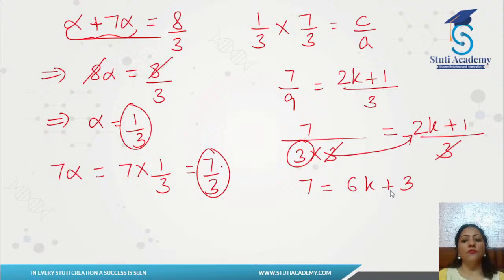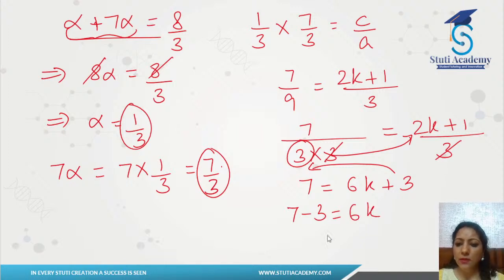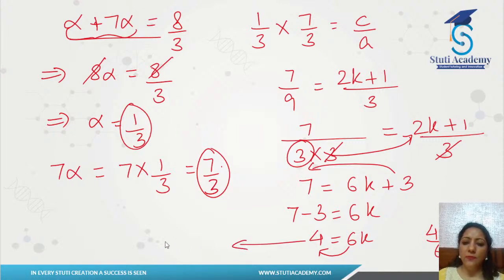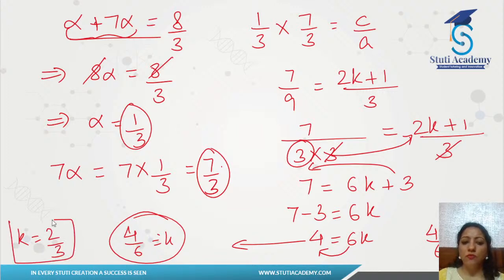Now we need to solve for k. So I'm going to take 3 on the other side. We'll get 7 minus 3, that is 6k. So we have 4 is equal to 6k. 6 you can take on the other side, it will get divided, and you will get 4 upon 6 is equal to k. Further, you can simplify also. You can write k as 2 by 3. So the value of k is 2 by 3.